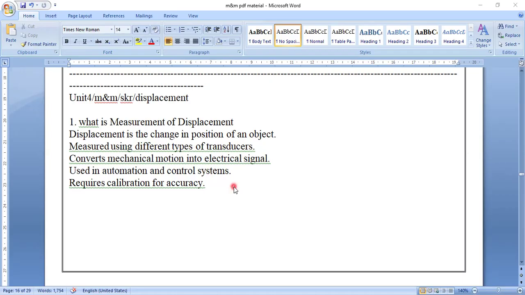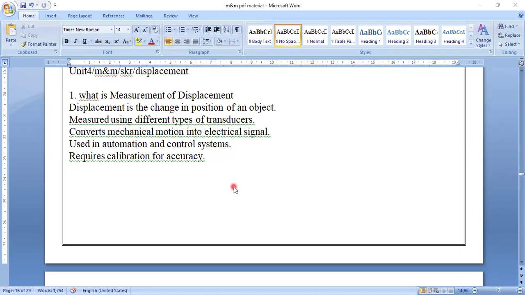How are you going to measure this displacement? Can you see the displacement? No, we can't see the displacement, ma'am. But here, what is measurement of displacement you want? Displacement is the change in the motion of an object. Any object is moving, right? If it is moving, its position changes with respect to the x-axis, ma'am. So that has to be measured: how many steps it has taken. It is measured using different types of transducers.